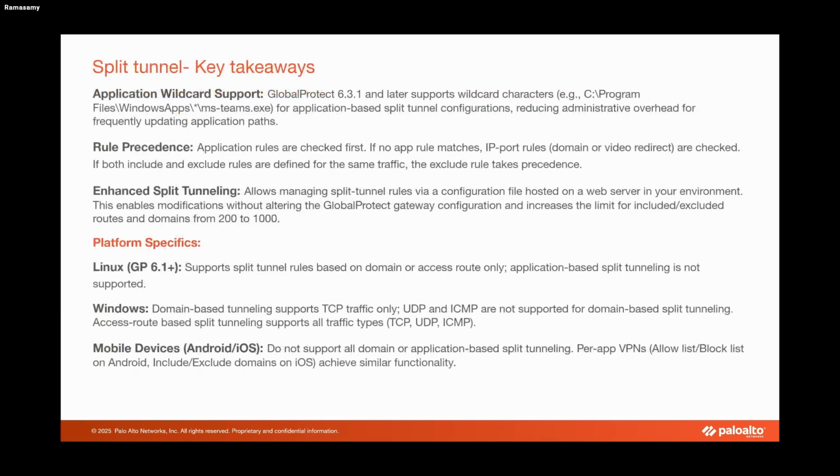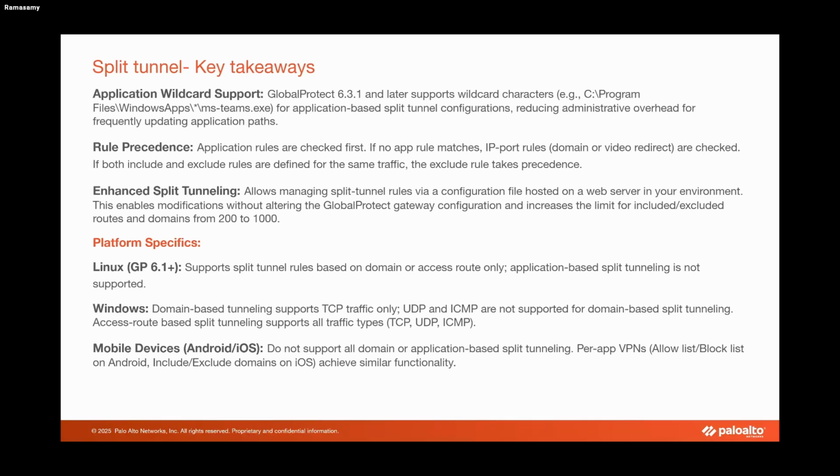Now this slide is to summarize the key takeaways for the split tunnel before we move on to the next topic. We saw application wildcard support from GlobalProtect version 6.3.1. Rule precedence order for split tunnel traffic. We talked about enhanced split tunnel for easy configuration management and to increase the access route and domain name entry limit.